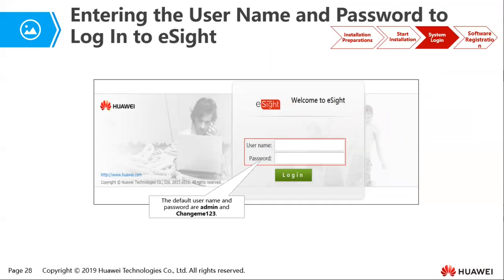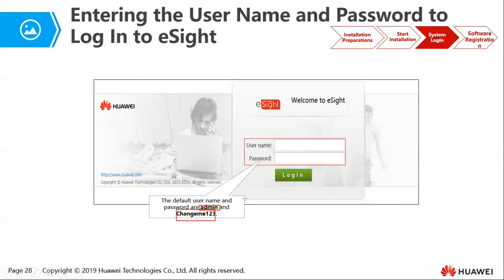Okay, so after that, you need to log in by providing the default username and password. The default username is admin. The default password is changeme123. When you do that, eSight will prompt you to change your password.